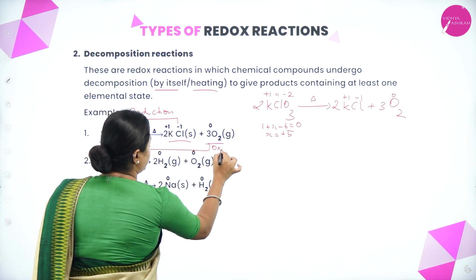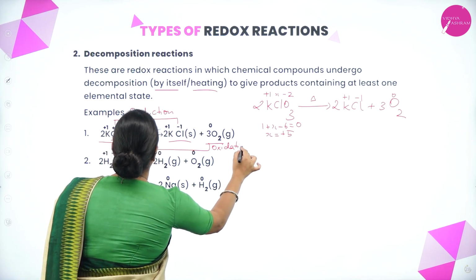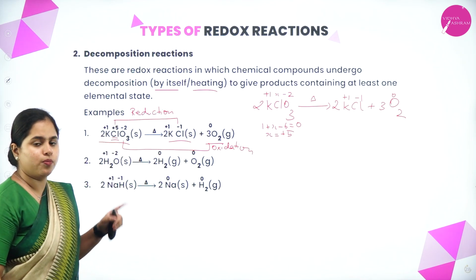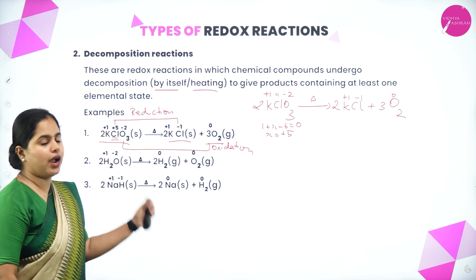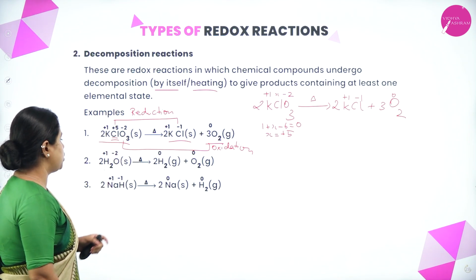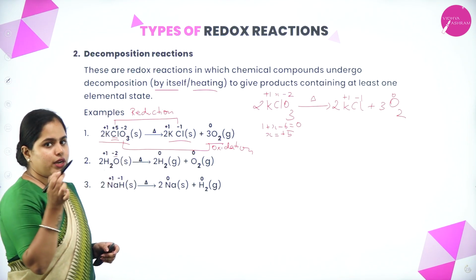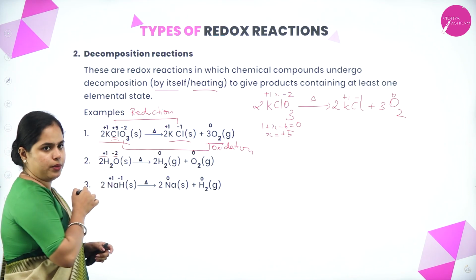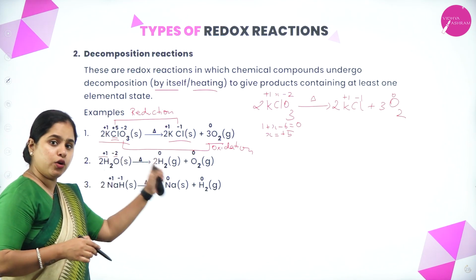So here what is happening? Oxidation has taken place. Moving on to the next example, 2H2O. Water is getting decomposed to hydrogen and oxygen. So here in H2O, oxygen it is -2. For each atom of hydrogen it is +1. Right? And H2 and O2.